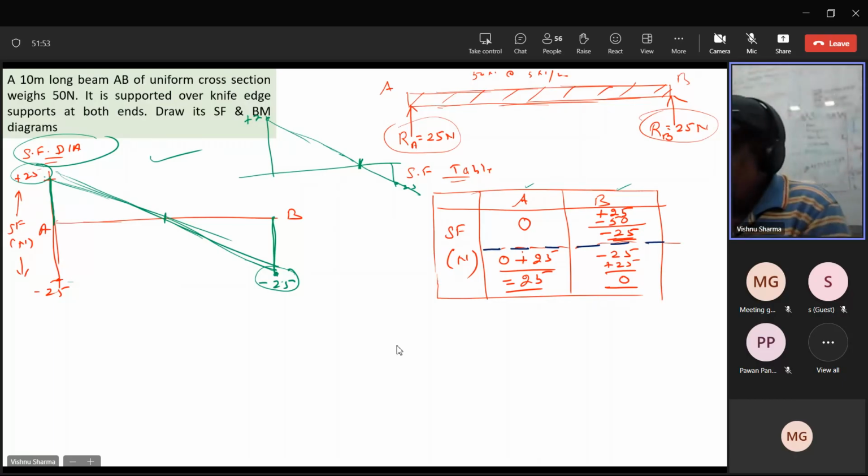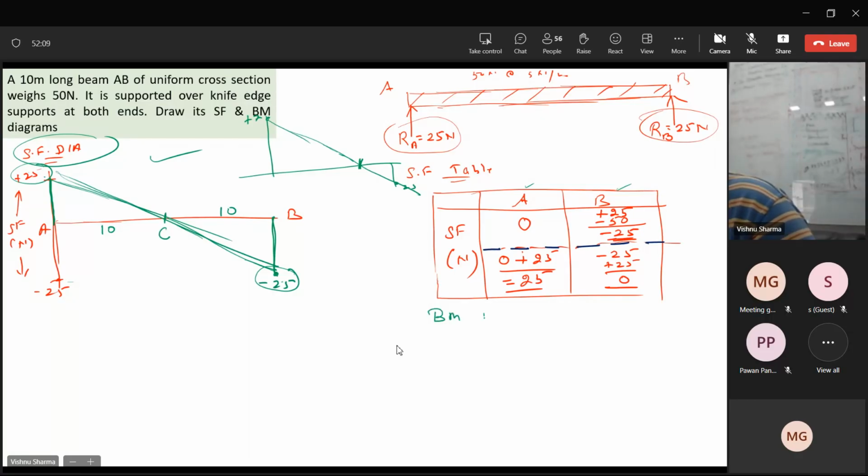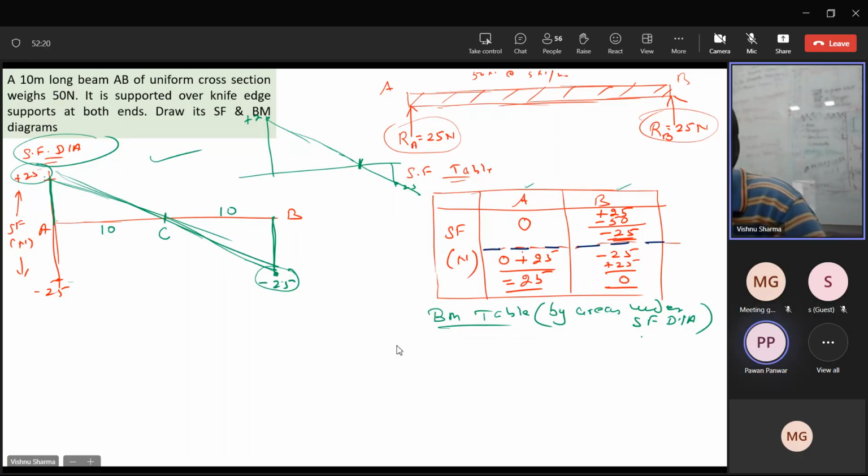So when it crosses mid length, that means I'll have to take this point also for the BM table. So I can call it C. This is 10 meters, this is 10 meters because it is crossed at mid length. Now we make the BM table, by areas under the SF diagram. So this is 5. My mistake, sorry, thanks. 5. I thought 20 meters. Okay. Thanks. So BM table by areas under the SF diagram.